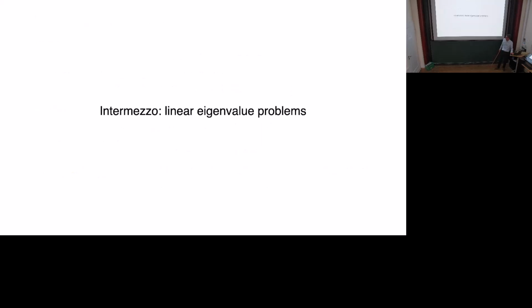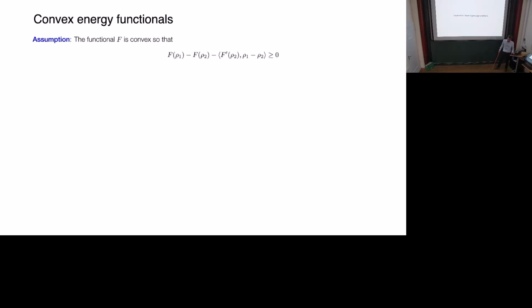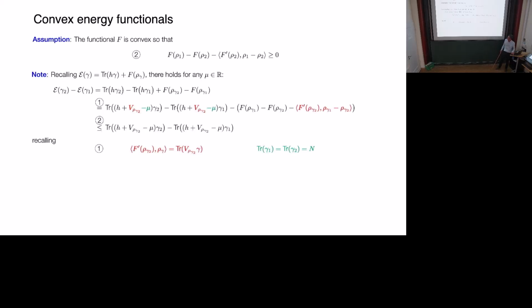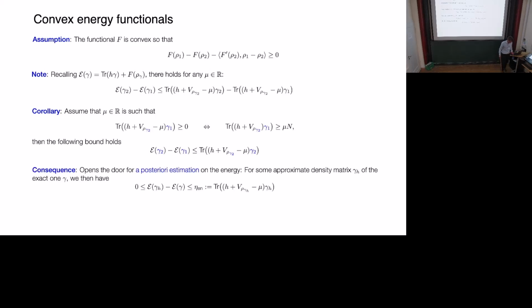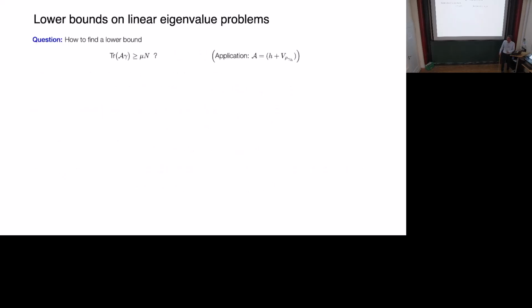the exact energy. So we need to do an intermezzo for linear eigenvalue problems, because it turns out that what I'm asking here in terms of mu is something about linear eigenvalue problems. Okay, the question I was asking, by simplifying the notation a bit, is how can we, for a given A and gamma, find a lower bound or mu such that this holds? And the application afterwards will be that we put in here the Hamiltonian.